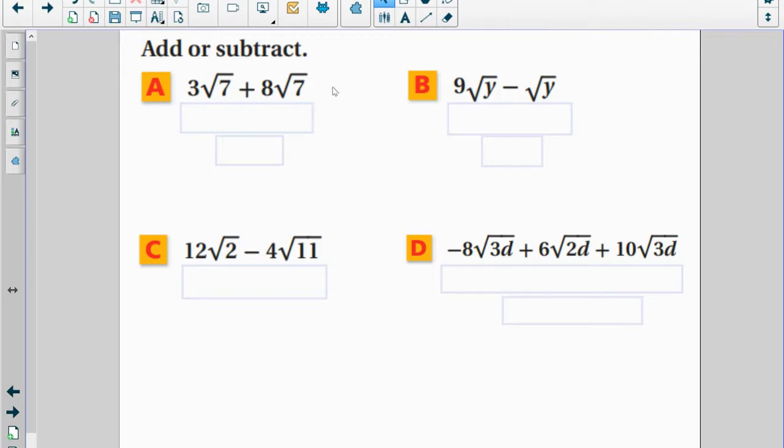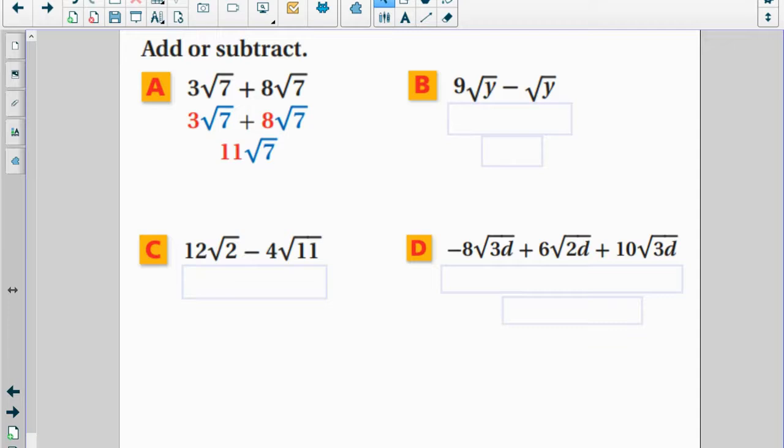In example A, it reads that we are taking 3 square root of 7 plus 8 square root of 7. We recognize that we're adding square root of 7s with other square root of 7s, so this is okay. It is legal to do this. They are considered like terms. And all we do is add the coefficients. If I have 3 of something and I add 8 more of the same thing, I'm now going to have 11 of those things. So it's 11 square root of 7.